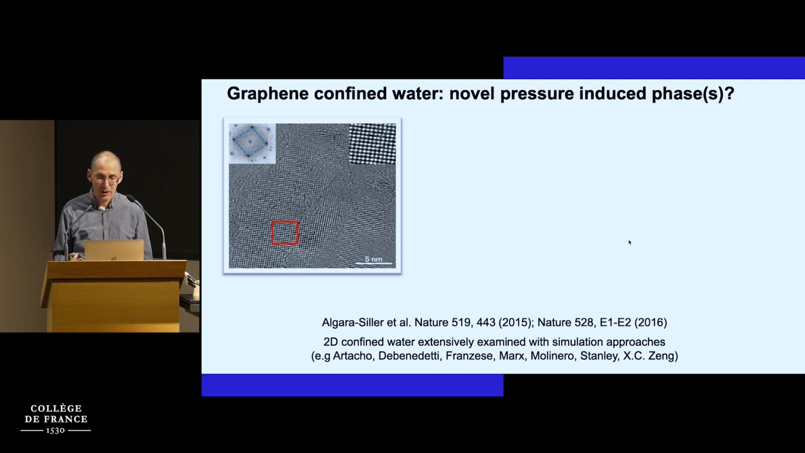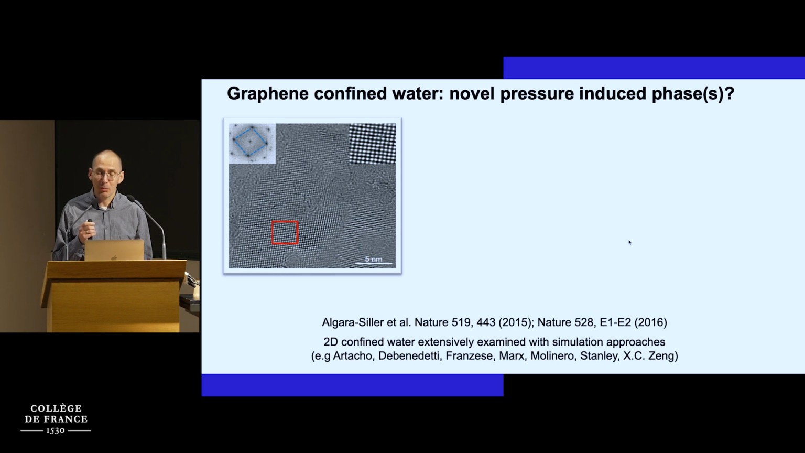The particular system that I'm going to talk about was motivated by experiments in Manchester, in which water was confined between two sheets of graphene and the structure was characterized. The suggestion was that you form a square phase of ice. The experimental observation is questionable and has been contested, and whether or not square ice forms is still under debate.